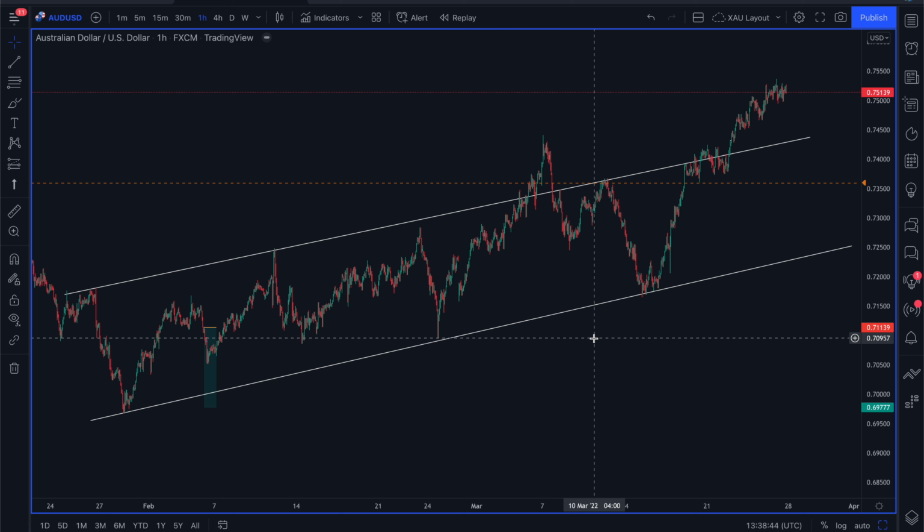Now the tips I've got for you today are, when you draw these trend lines, ensure that you have got at least 3 taps of the trend line. So like this, we have 3 taps. That is what makes it valid.